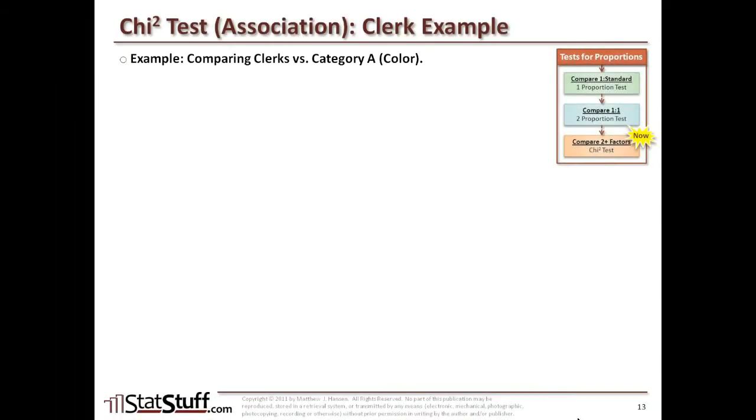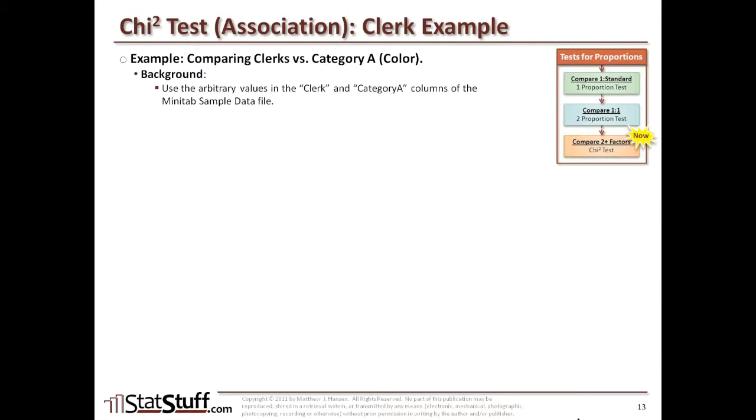Now let's try a more practical example when we run the test when comparing different employees or clerks. In this example, we're going to be comparing clerk values versus category A based off of the sample data file that we have available. Category A would represent some color.